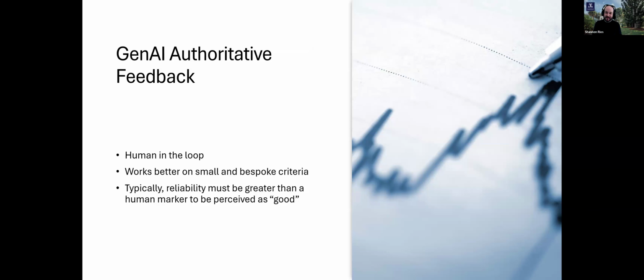We know it can make mistakes or hallucinate. Sasha talked about a bunch of areas already where it was unable to perform this, that, or the other. So we need to have that human in the loop aspect to it if we're going to have any sort of authoritatively given feedback from the GenAI.